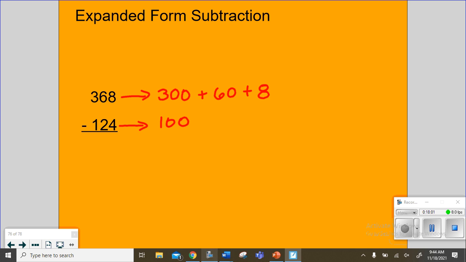Notice I am perfectly lining up my hundreds over top of my hundreds, my tens over top of my tens, and then my ones over top of my ones. Which of those numbers is my whole? Go back to part, whole. Which one of those numbers is my whole, Ashlyn? 368 is my whole. 100%.